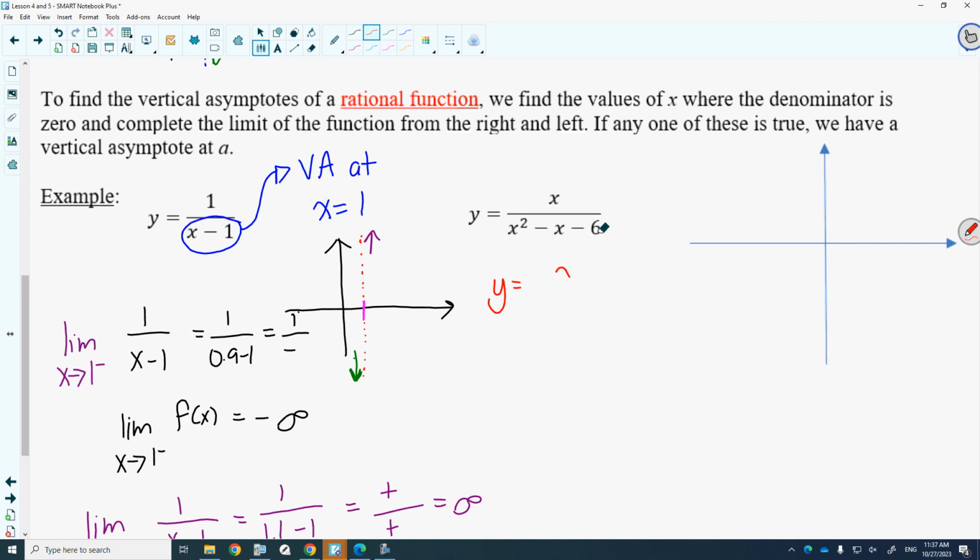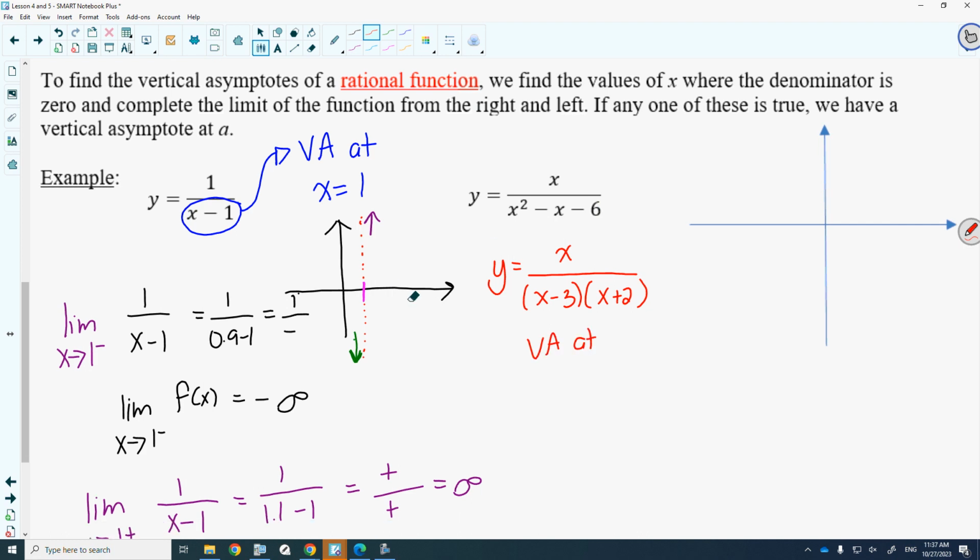Y is equal to x over, Owen, could you factor this for me? 3 and 2, which one's negative? Yep, x minus 3, x plus 2. There's 2 VAs in this graph. Vertical asymptote at, Kayla, what are my 2 VAs? Yep, x is 3 and negative 2.